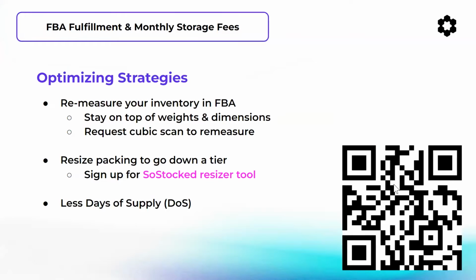But the interesting thing is, what are the optimization strategies for these two? So the first thing, and Chelsea mentioned this, is remeasure your inventory in FBA. So two things.